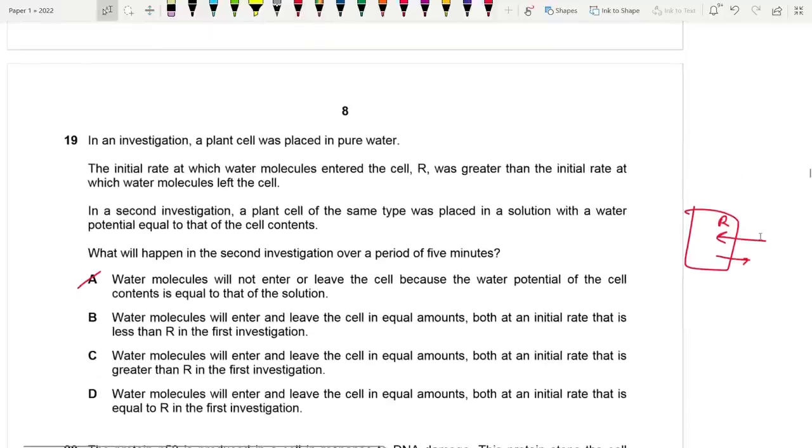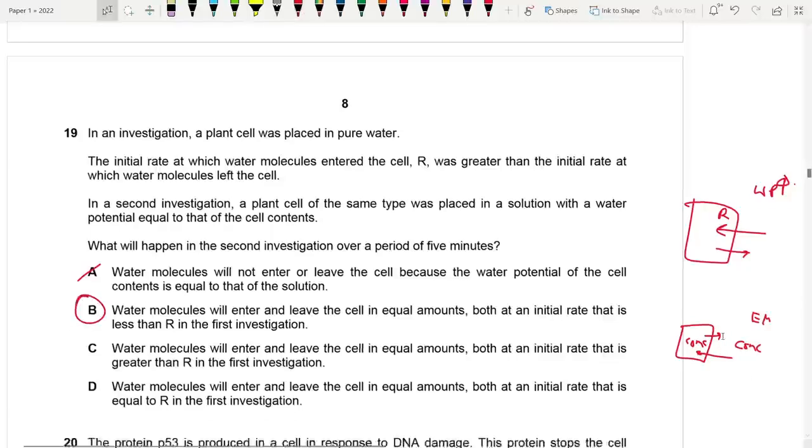So if you place it in pure water, basically the water potential outside is much greater. That's why water will enter the cell at a very fast rate. Do you understand? But when you put it in a solution that is equimolar, that has the same concentration as this, the rate of movement won't be that fast. It will be much slower. Okay, that's why it should be less than R, because the concentration gradient is less steep.